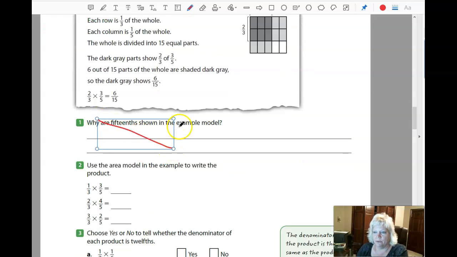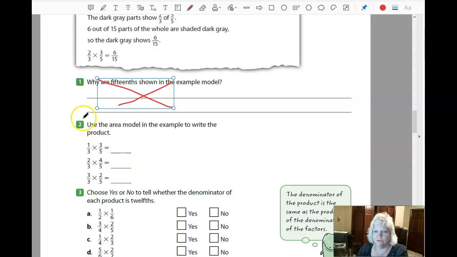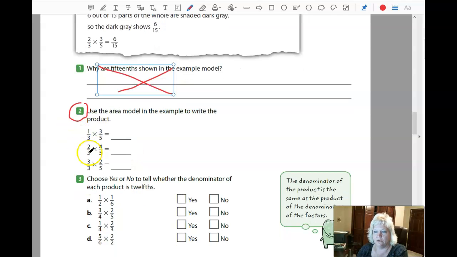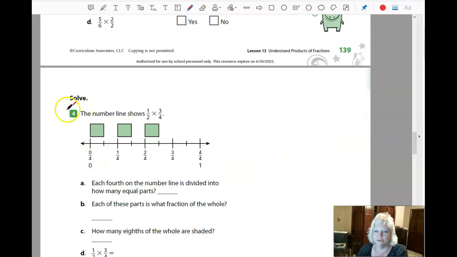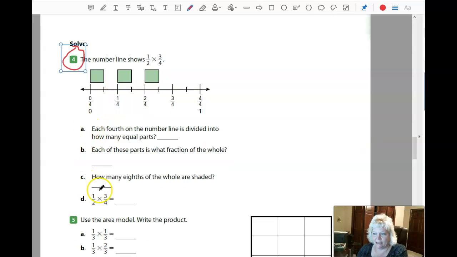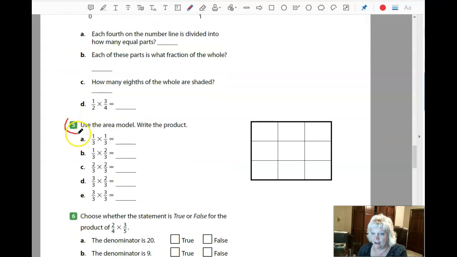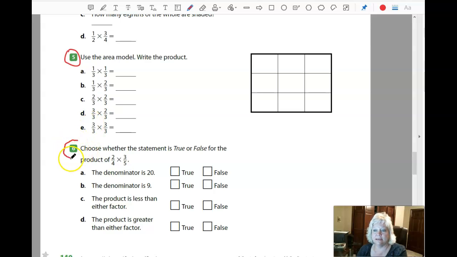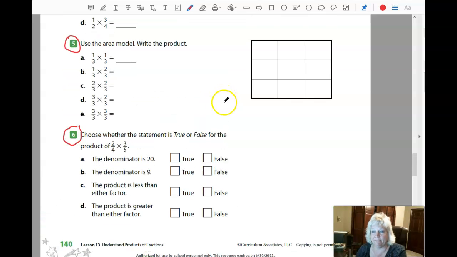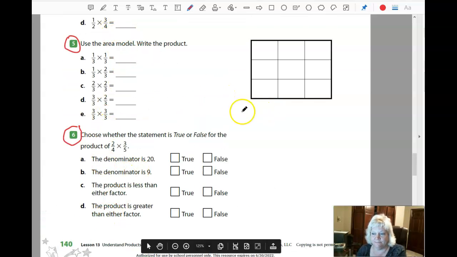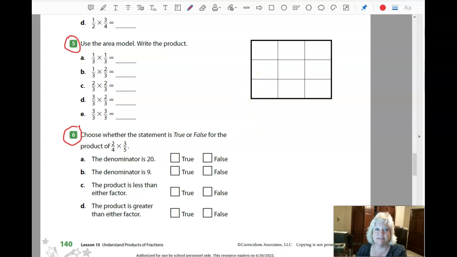Okay, don't do number 1, but I do want you to do number 2. I want you to do number 3. I want you to do number 4. That's got A, B, C, and D. 5 and 6. When you are done with these, I want you to put them in your math notebook or your math folder, and that way I can check them with you at a later time. So get all of these done, and then I have a paper where I want you to actually draw the arrays. Let's take a look at that.